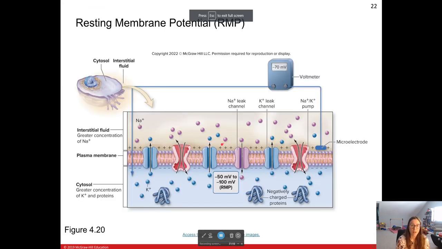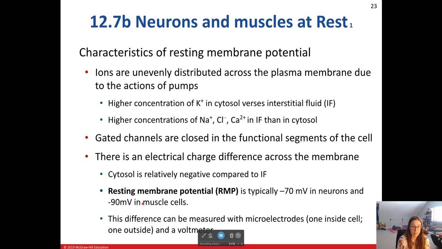All right, so this is our resting membrane potential. And now I want to apply it to neurons and muscles. Once again, this is another review. This slide says the same thing as our previous slides. Ions are unevenly distributed across the plasma membrane due to the actions of pumps. So we have more potassium inside the cell, and more sodium, chloride, and calcium outside the cell. We haven't talked much about chloride and calcium, but you can just remember that there's more outside the cell.